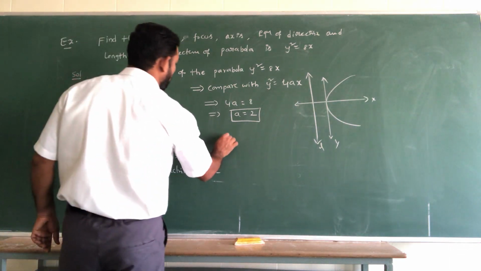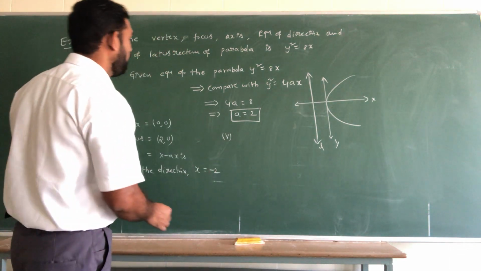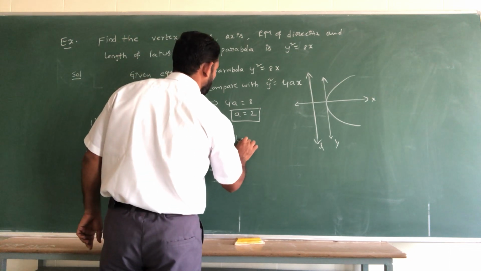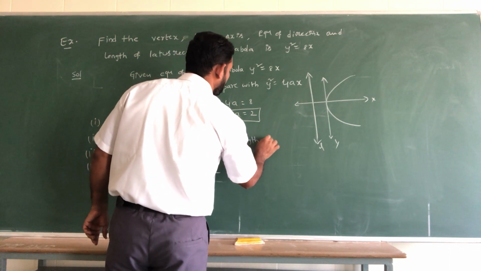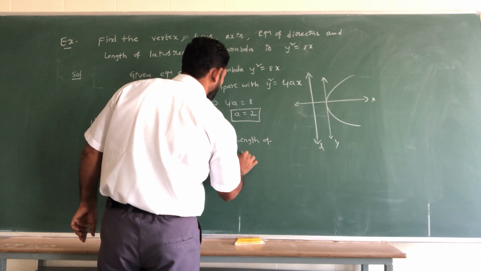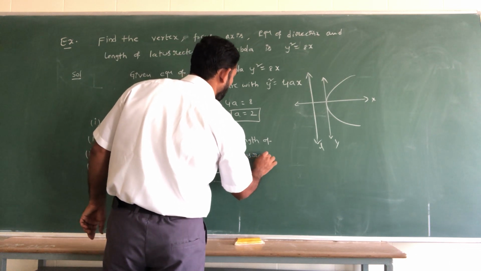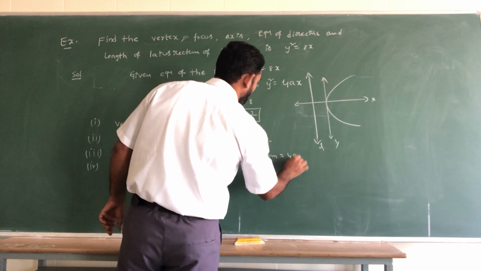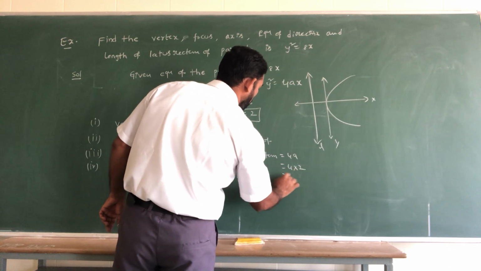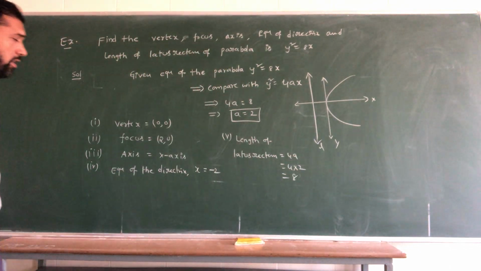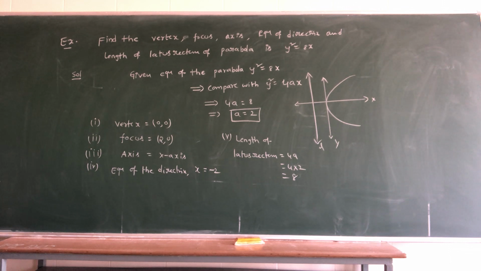Next, what is the last point? Fifth point is what? Length of the latus rectum. Length of latus rectum is equal to 4a. So 4 into the value of a, which is 2. So the answer is 8. Answer is 8. Note down fast.